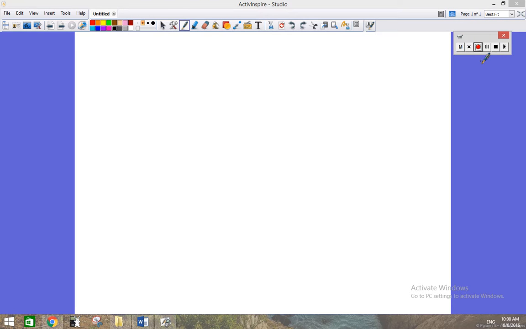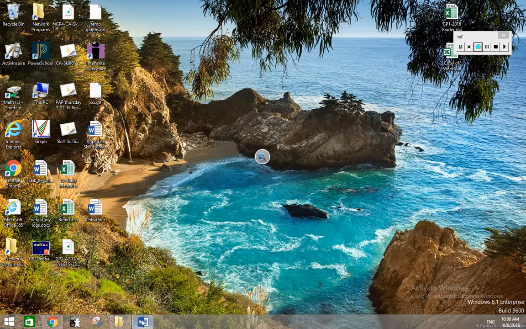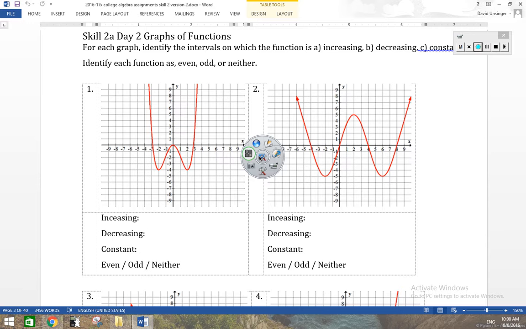Alright, so I think I'm recording. Let's take a look at some of our increasing, decreasing functions from Scale 2A. Alright, well, there it is.